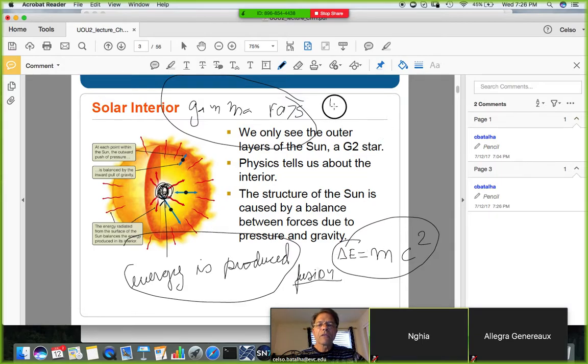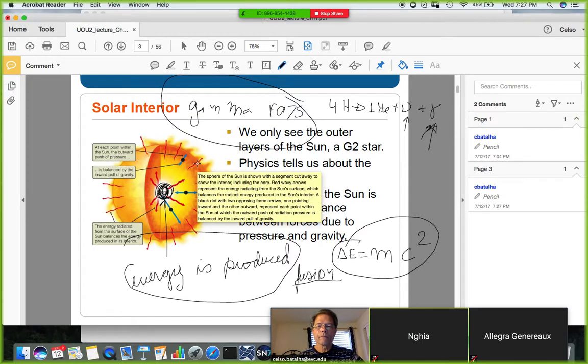In fact, you take 4 atoms of hydrogen, and as a result, you produce 1 atom of helium, which is slightly heavier, plus neutrinos, and neutrinos are very light particles that interact very little with matter, plus gamma rays, plus electromagnetic radiation and gamma rays. And gamma rays, this energy, is what keeps the sun stable.